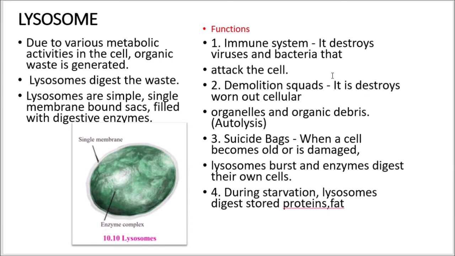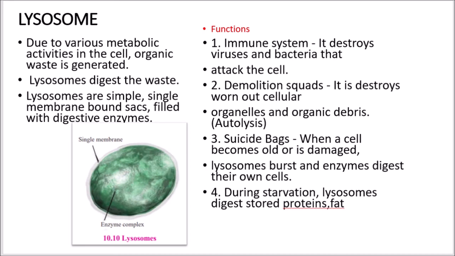Immune system: it destroys viruses and bacteria that attack the cell. Second, demolition squad: it destroys worn out cellular organelles and organic debris. This process is called autolysis. It is also called a suicide bag, because when a cell becomes old or is damaged, lysosomes burst and enzymes digest their own cell. During starvation, lysosomes digest stored protein and fat. Okay, so this is the structure and function of lysosomes.